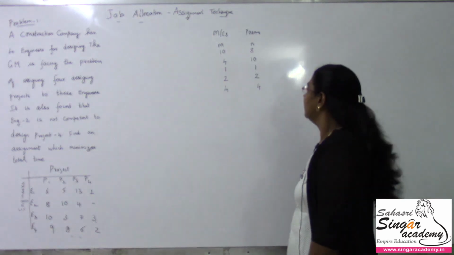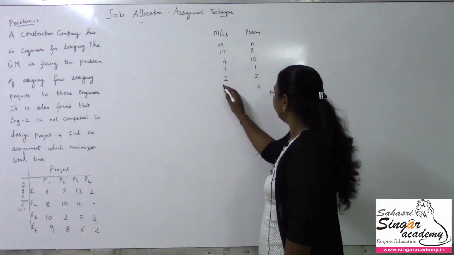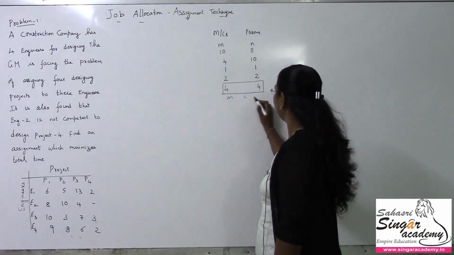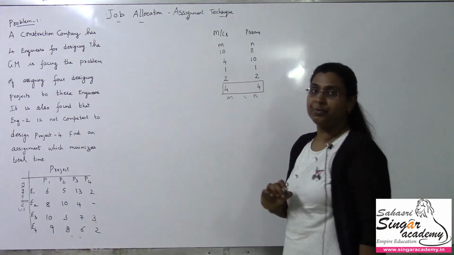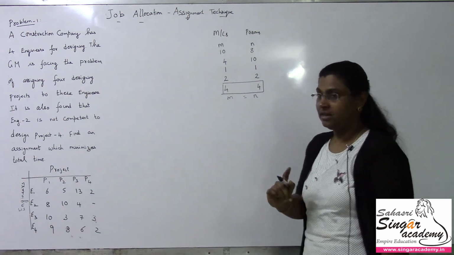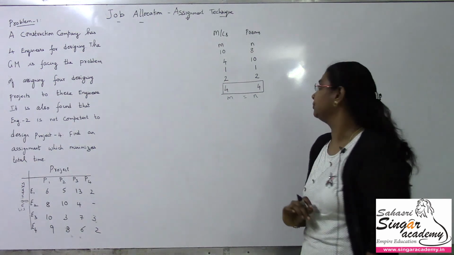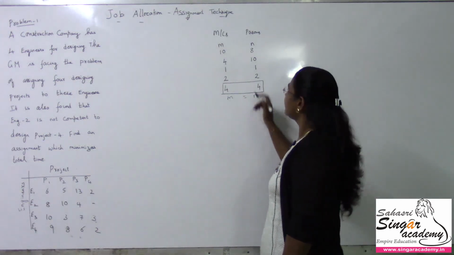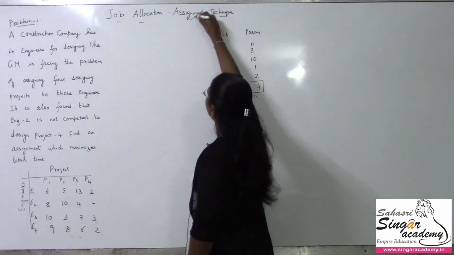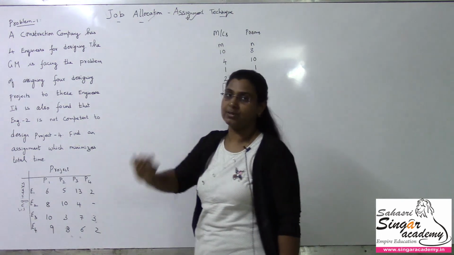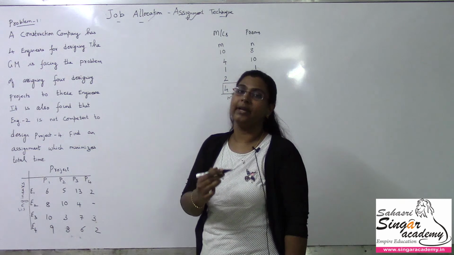Okay, when the number of missions and the number of persons happen to be equal, M is equal to N, it means that we are going to assign 1 person to 1 mission. We'll call this the assignment technique or assignment problem. We are going to allocate the jobs to them, so we call this the job allocation problem also.